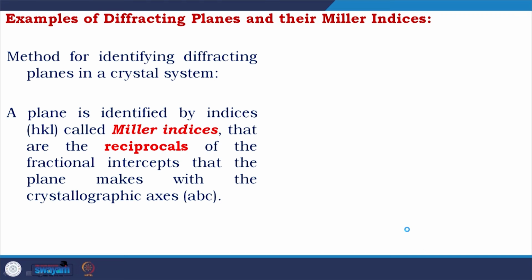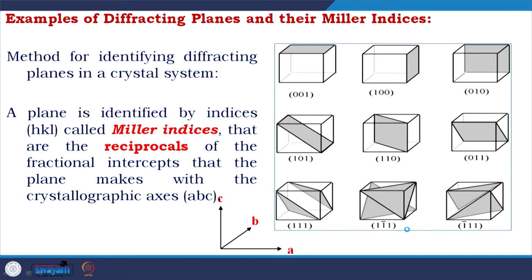So, you have A, B and C, and in the case of Miller indices, you actually get all those in integer numbers: 001, 100, 010, 101, 110, 011, 111, 1 bar 1, bar 1 1 1. So, they are all integers, that is the biggest advantage. Here you get integers or 0, whereas for the real axis you get fractions or infinity.